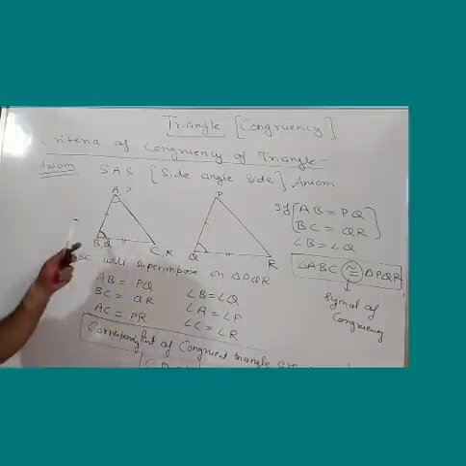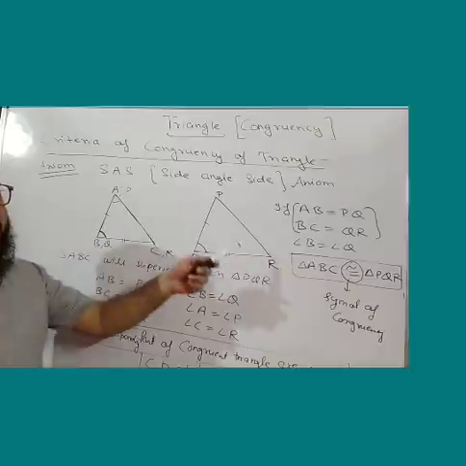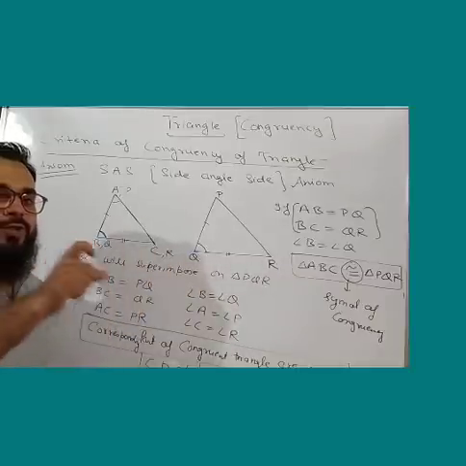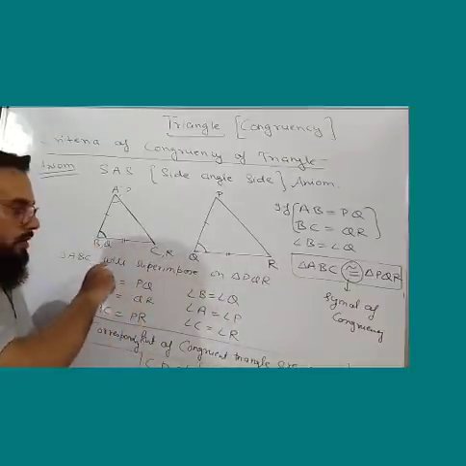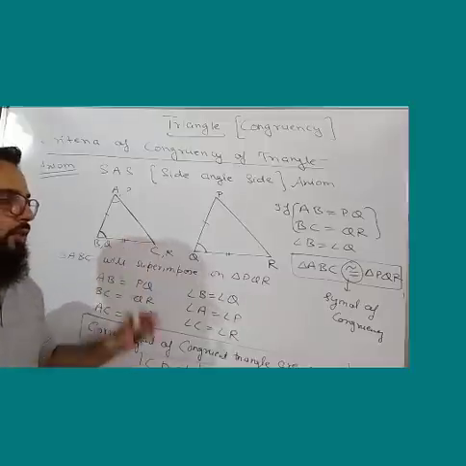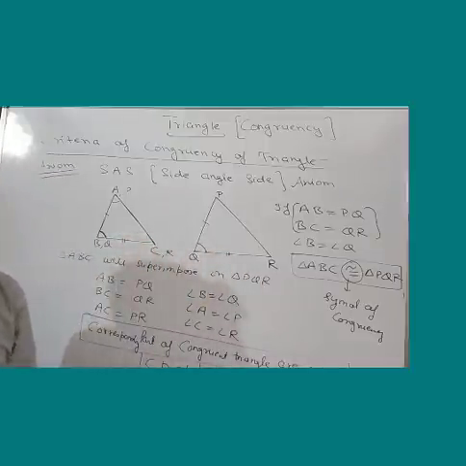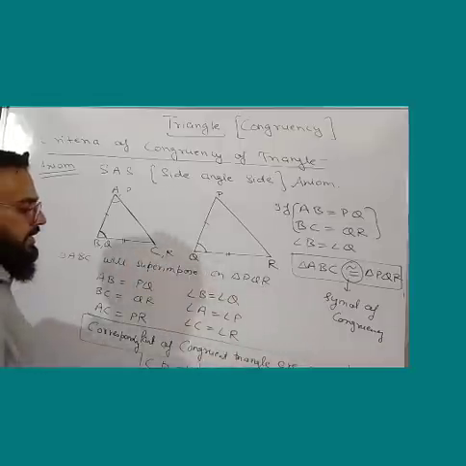Whenever we have given two sides of two triangles equal and the included angle in between both the sides is equal, then both the triangles are known as congruent triangles. And if two triangles are congruent, then all the conditions, that is corresponding parts of congruent triangles, hold.